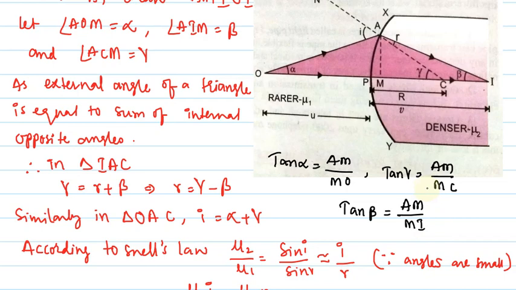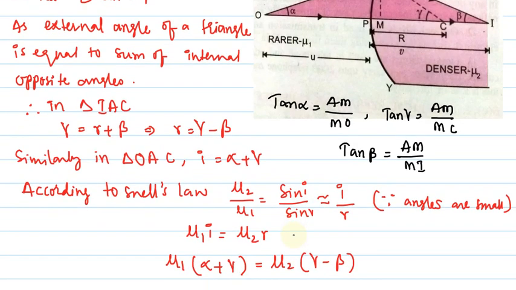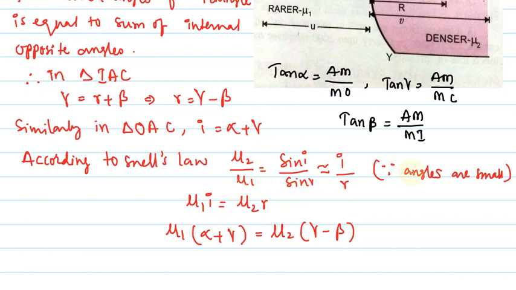As we have considered the angles to be small, tan alpha can be written as alpha, tan beta can be written as beta, and tan gamma can be written as gamma. And let us substitute these alpha, beta, gamma terms in expression 1. Let us consider this as expression 1 and substitute alpha, beta, gamma in it.